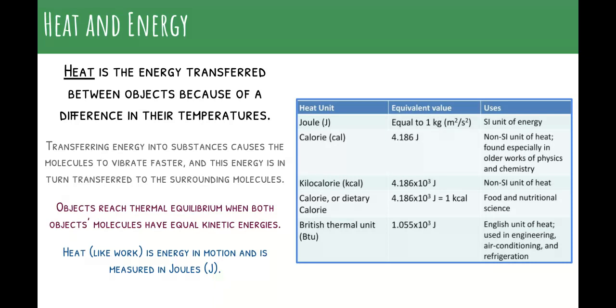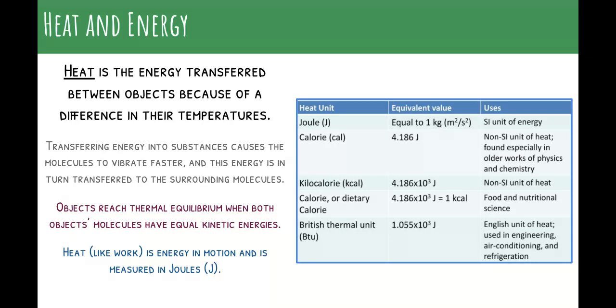So objects are going to reach thermal equilibrium when both of those objects' molecules have equal kinetic energy. So when they've reached thermal equilibrium, you're going to have equal kinetic energy in both objects that are touching one another. Heat, just like work, is energy in motion and it's measured in joules. Remember, work was measured in joules and so is heat. So they're right along the same pathway, and this will be important when we start talking about heat engines in the future.